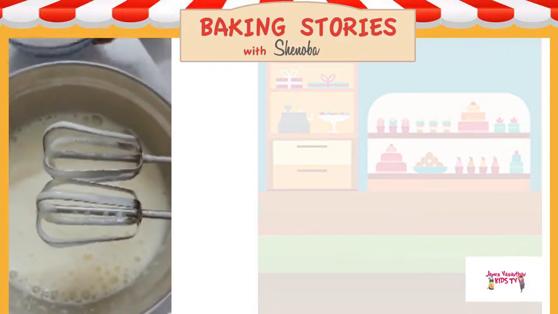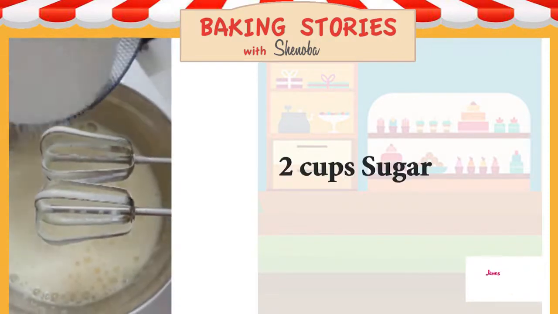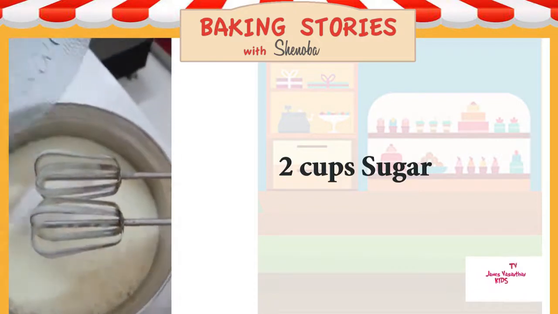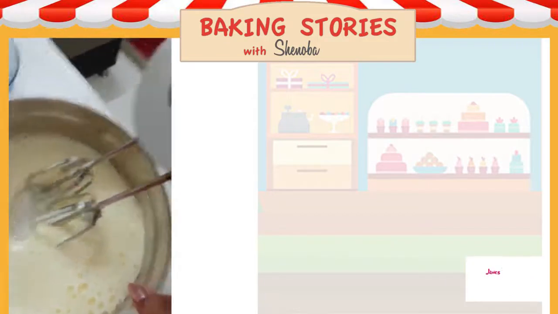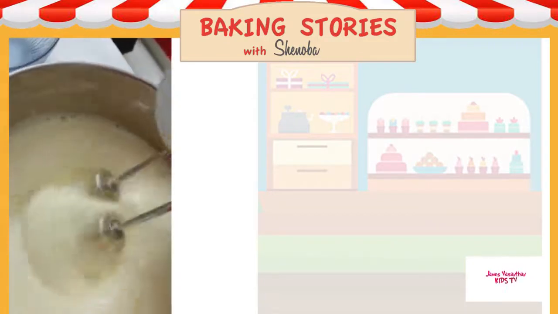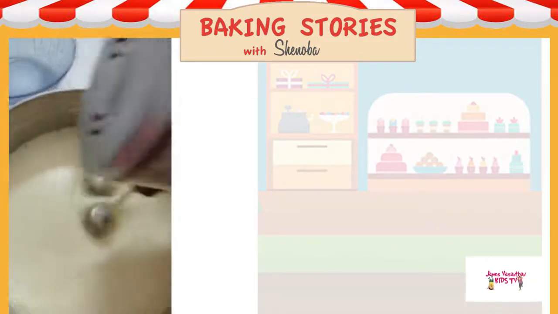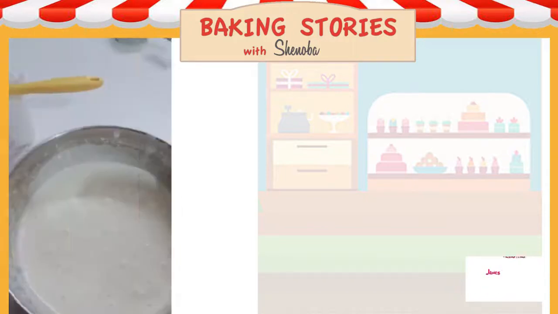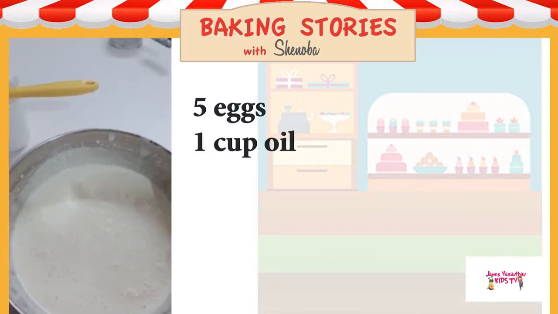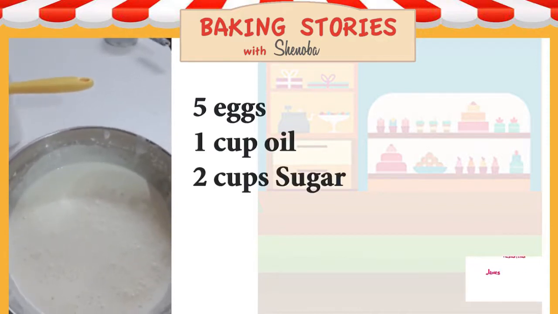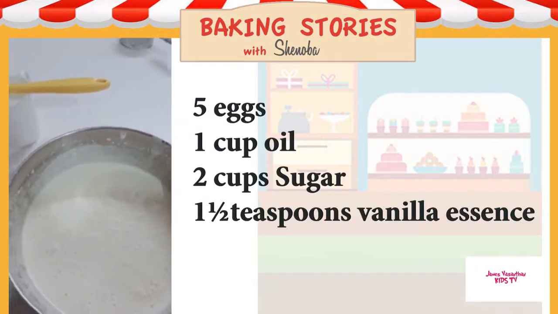To this I am adding 2 cups of sugar, not half a cup. So 2 cups of sugar. I am going to beat this mixture till the sugar melts. Here we have our wet ingredients. This is 5 eggs, a cup of oil and 2 cups of sugar along with vanilla essence.